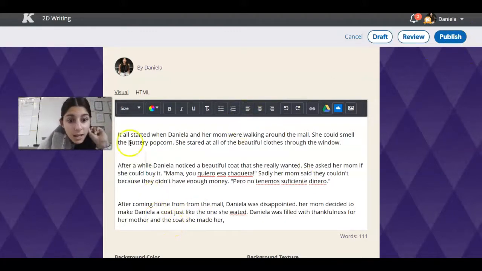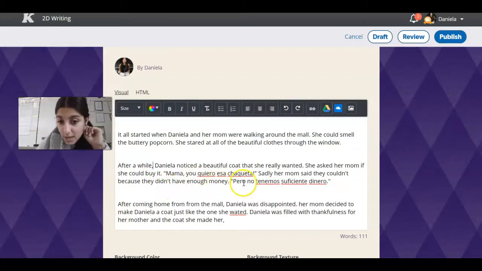So watch. It all started when Daniela and her mom were walking around the mall. She could smell the buttery popcorn. She stared at all the beautiful clothes through the window. After a while, Daniela noticed, I need a comma. After a while, Daniela noticed a beautiful coat that she really wanted. She asked her mom if she could buy it. Mamá, yo quiero esa chaqueta. Sadly, her mom said they couldn't because they didn't have enough money. Pero no tenemos suficiente dinero.